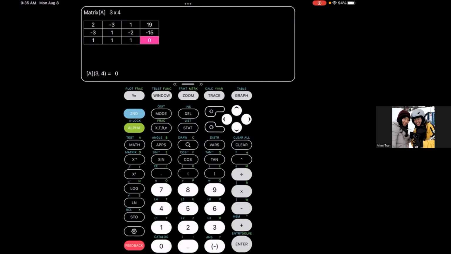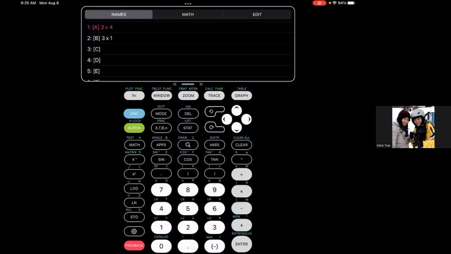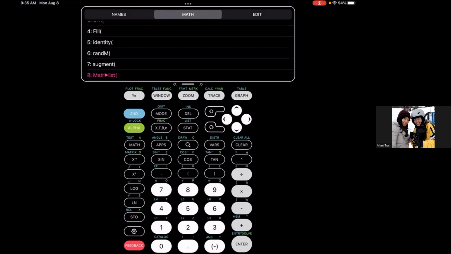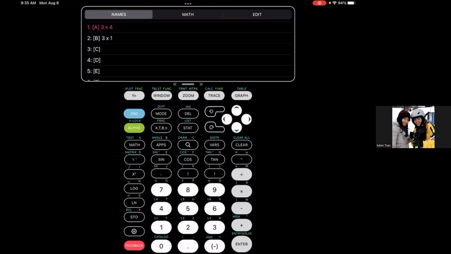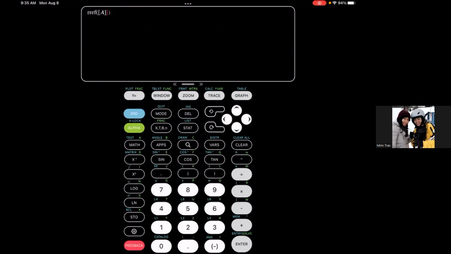All right, now we're going to quit. Second mode to quit. Get out of there. And then go back in, second matrix. Go over to math and go all the way down. Just go down, down, down. You see REF, row reduced echelon form. Press enter. It tells you what matrix you want to put in that parenthesis. So second matrix again, and we say matrix A, right? So press enter. Right there. 3, -4, 1.